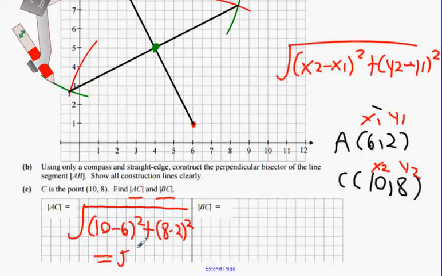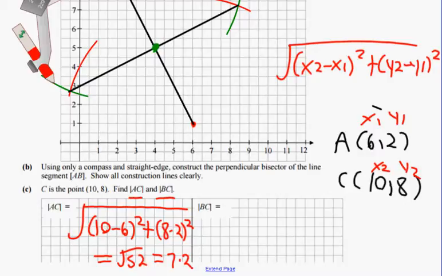16 plus 36, which is root 52. What's root 52 in your calculator? So we put root 52 in the calculator. It's 7.2.